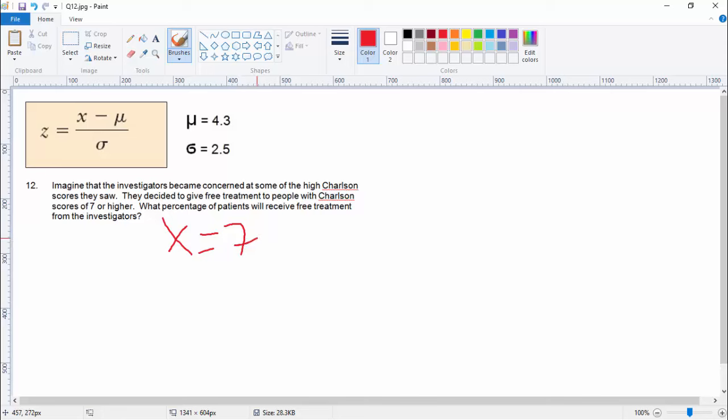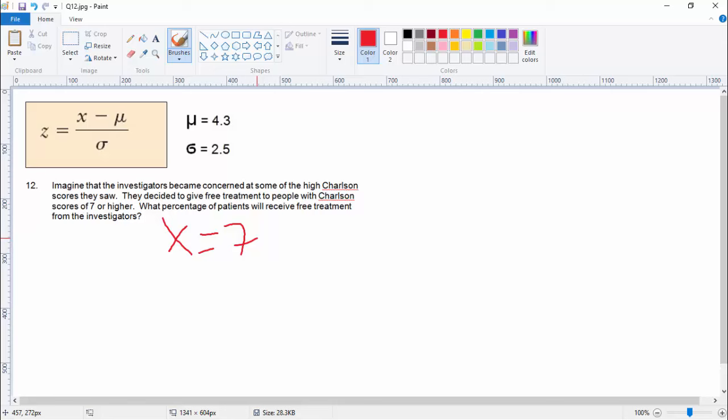Notice this is kind of like the other questions we've been doing, but this asks the final thing slightly differently. So what percentage of patients will receive free treatment from the investigators? It's just a fancy way of saying you've got to do the same thing and turn it into a percent. But we're just going to exercise our z-score muscle.